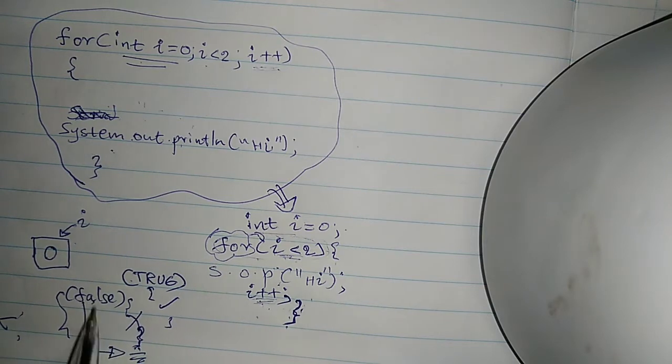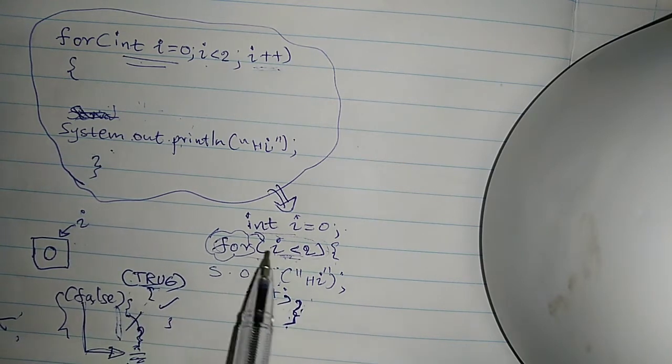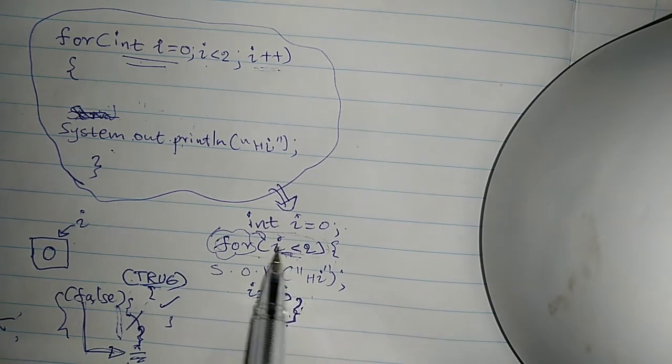So if this is false, this loop will not be running. It will be skipped. The whole part of the loop will be skipped, and the program will move to the next line of the code, right? So we will skip the loop and proceed further. Everything is fine. Now you think about this condition: i < 2.